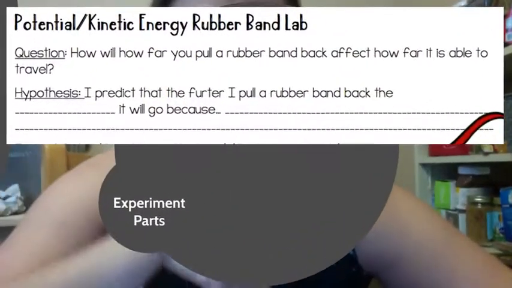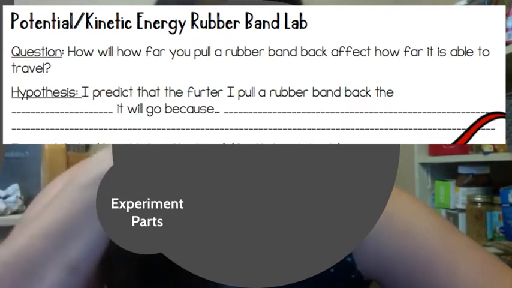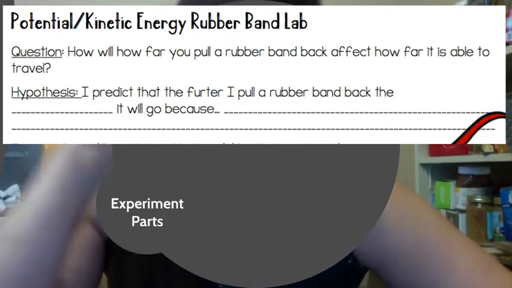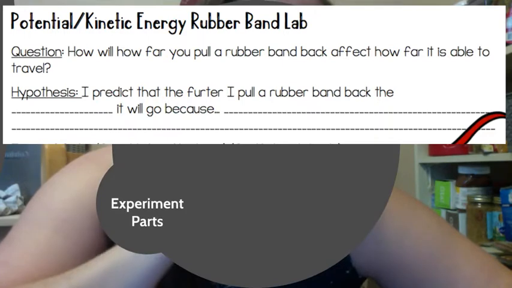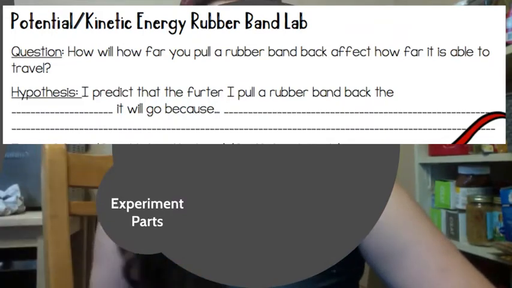Okay, so now we're going to do a simple experiment called the Potential Kinetic Energy Rubber Band Lab. So the question we're asking ourselves is, how does how far you pull a rubber band back affect how far it's able to travel? So we're going to take a rubber band. And again, this is a very easy one to do at home.